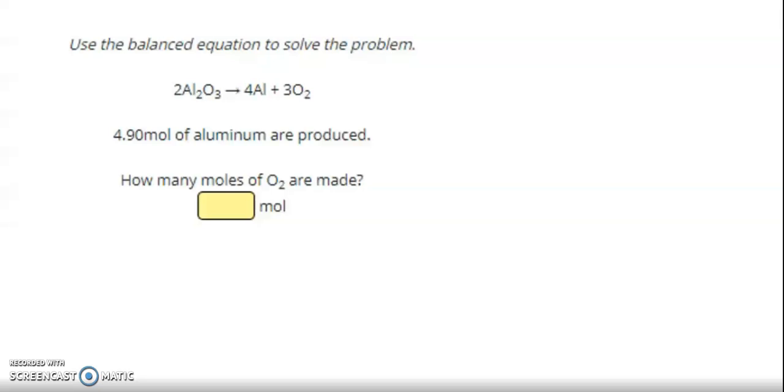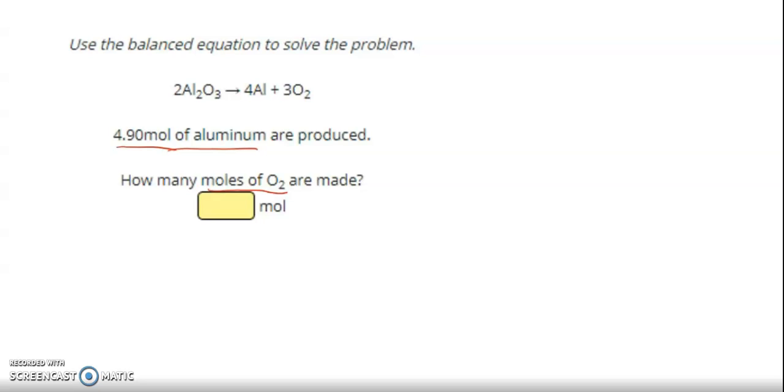This video is about complete stoichiometry problems. The important thing for this video will be figuring out where to stop your problem, right? So how many steps to do. So we have 4.9 moles of aluminum are produced, and we're looking for how many moles of O2 are made given this balanced equation. So we're going to start with our given, and that's what we'll always do with these problems, and then we'll just see how many steps it's going to take.